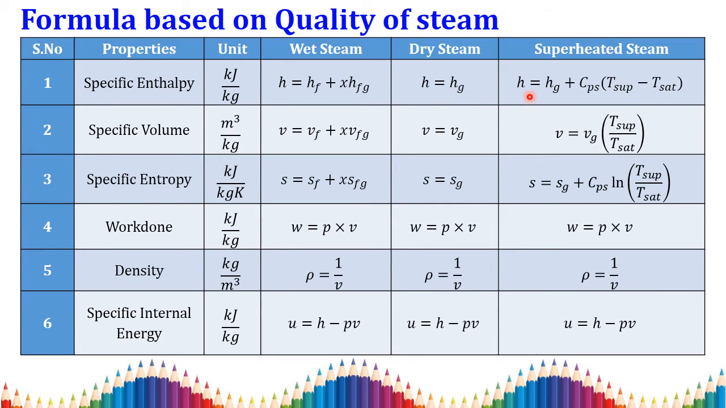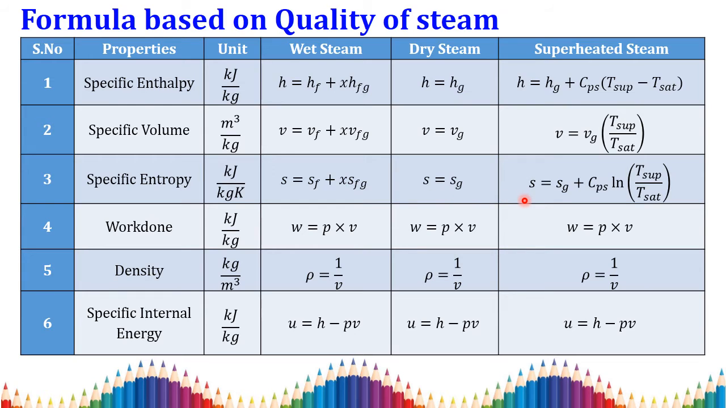For superheated steam, h is equal to hg plus cp, the constant pressure specific heat, into (T superheated minus T saturation), the difference between the superheated and saturation temperature. For specific volume, for a wet condition, v is equal to vf plus x into vfg, for dry steam v is equal to vg, and for superheated steam v is equal to vg into T superheated by T saturation. And for specific entropy, s is equal to sf plus x into sfg, and for dry steam s is equal to sg.